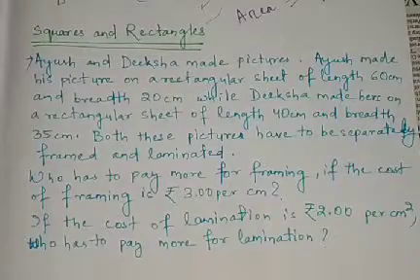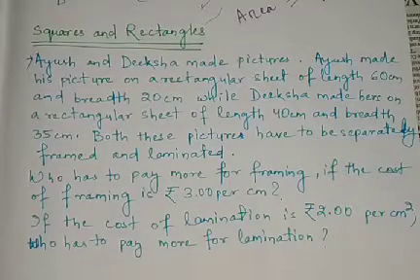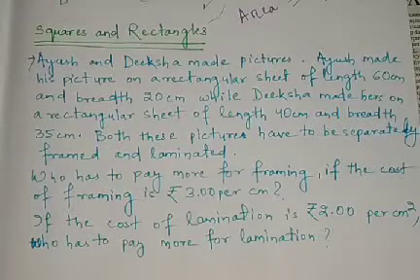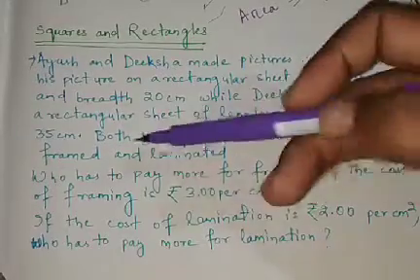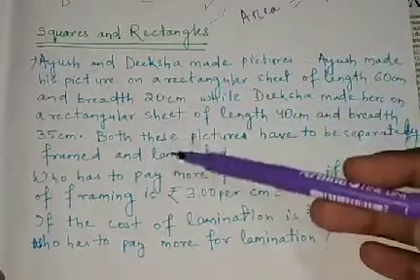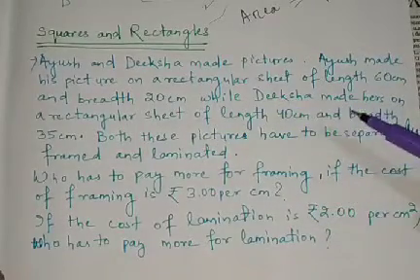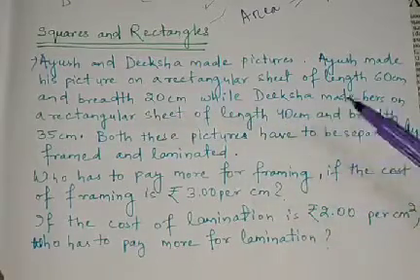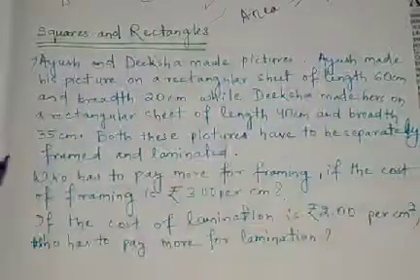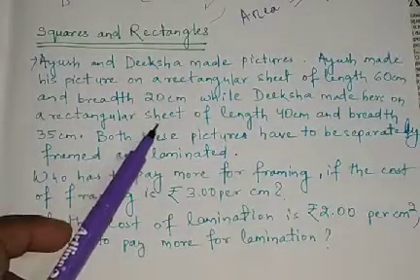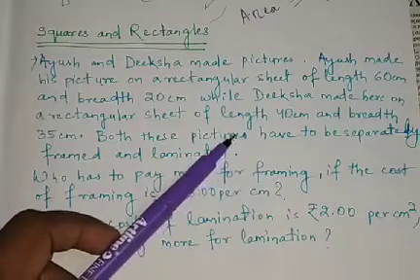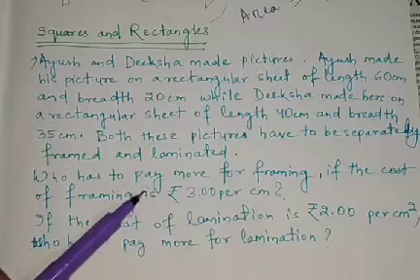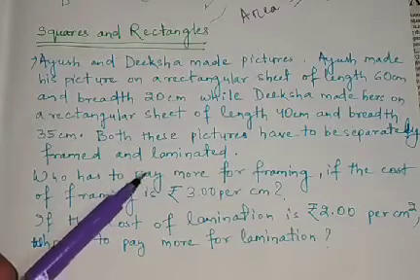So let's find out perimeters and areas of squares and rectangles. Here one example is given. Ayush and Diksha made pictures. Ayush made his picture on a rectangular sheet of length 60 cm and breadth 20 cm, while Diksha made hers on a rectangular sheet of length 40 cm and breadth 35 cm. Both these pictures have to be separately framed and laminated.